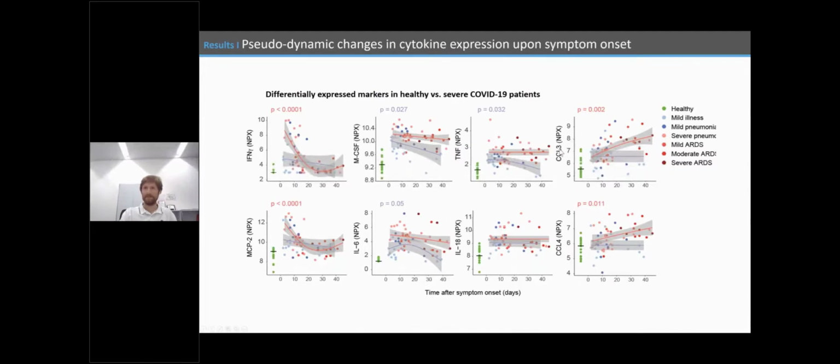When we look at CCL3 or CCL4, we can see that there's an increase of the levels over time for severe patients. And also MCP2 has a similar behavior to interferon gamma in that it's high in the beginning, but then it fades over time. And other markers showed some weaker trends. MCSF had high levels initially, and there we saw a slow decrease for the mild cases over time.